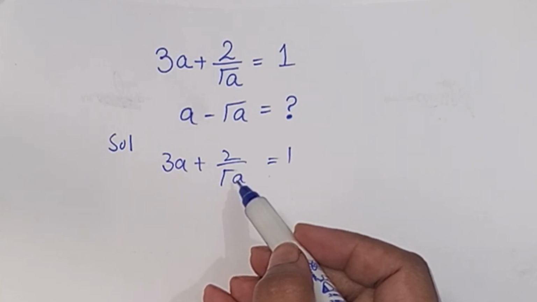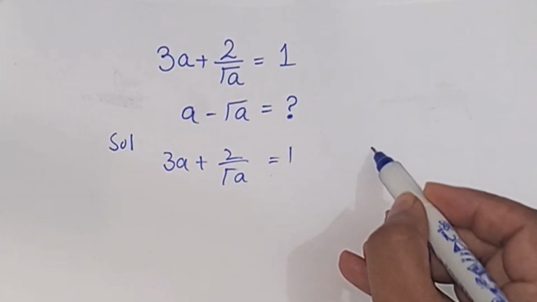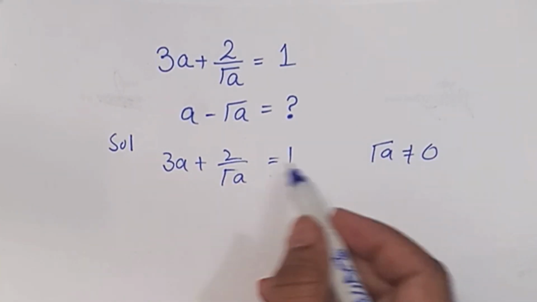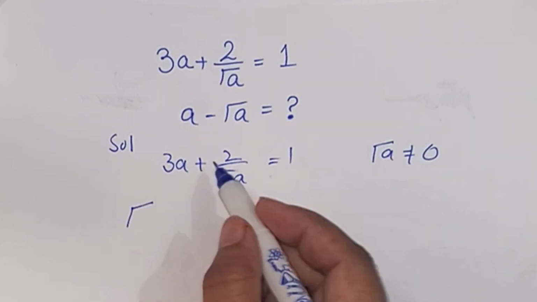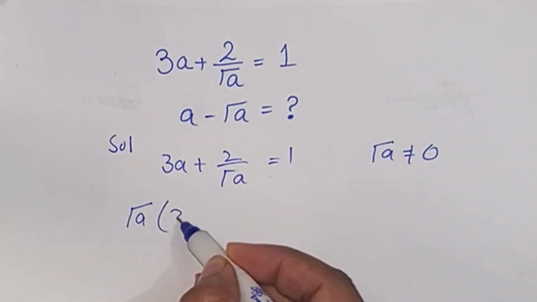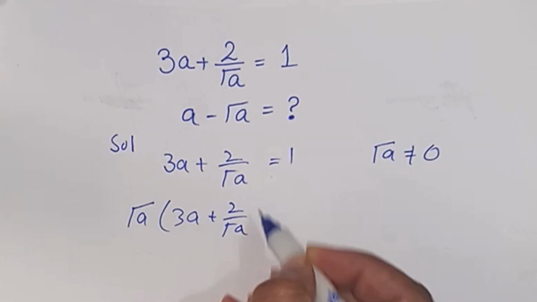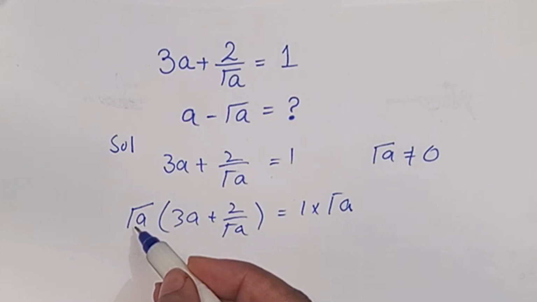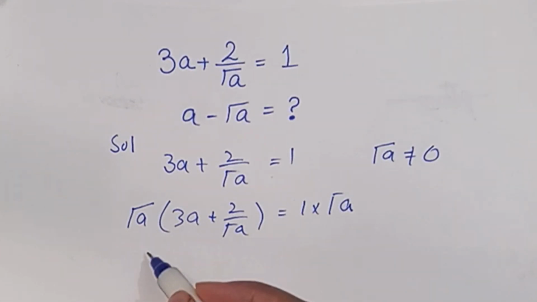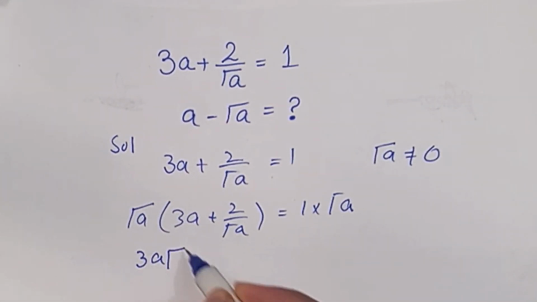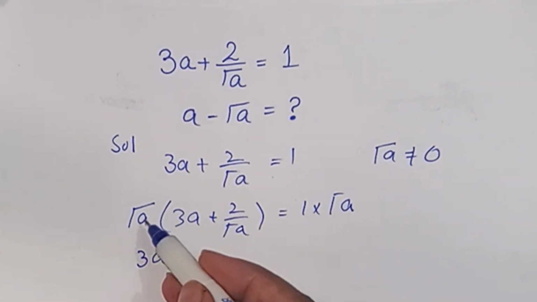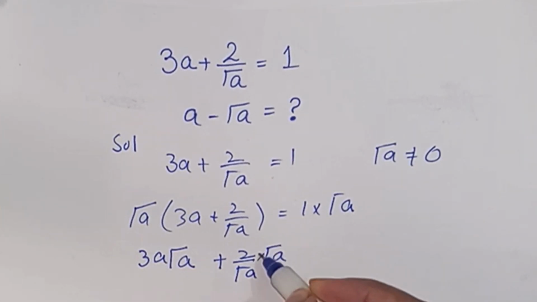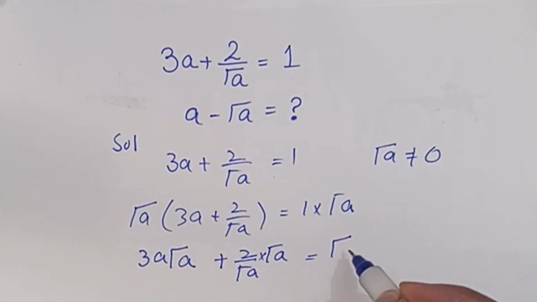This square root a in the denominator implies that square root a is not equal to 0. That is why we can multiply this equation by square root a, multiply this side by square root a, and the right hand side is 1, multiply this one by square root a. So square root a multiplied by 3 times a will become 3a square root a, plus we write this as 2 over square root a multiplied by square root a, it's equal to square root a.